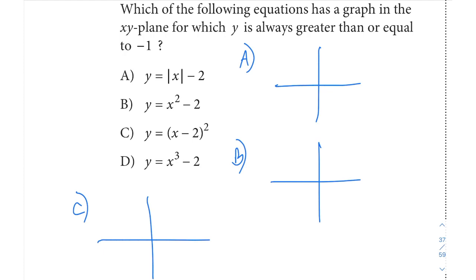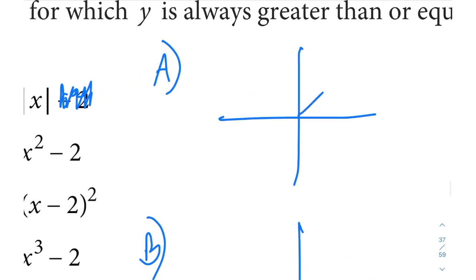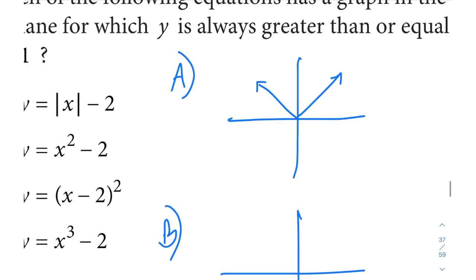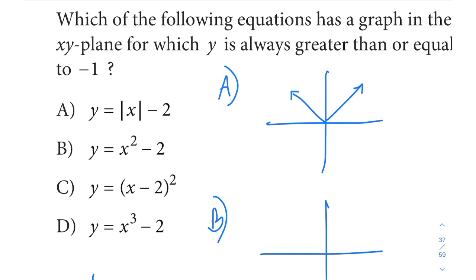So here for A, the graph of y equals absolute value of x. If we ignore the -2 for right now and cross that out, y equals absolute value of x will look basically like a V. So absolute value of x would look something like this. And then when you have that -2 afterwards, this is going to be a vertical shift down 2.